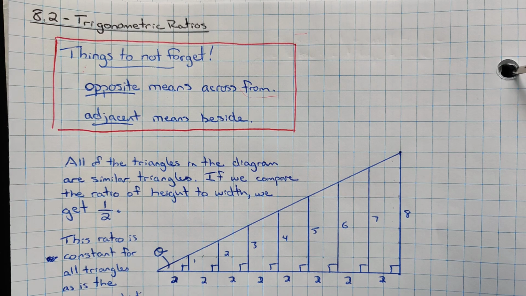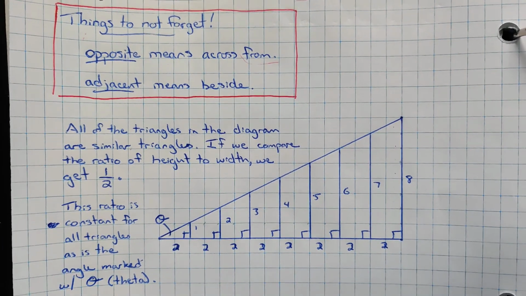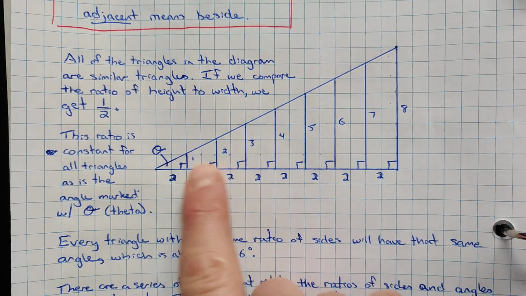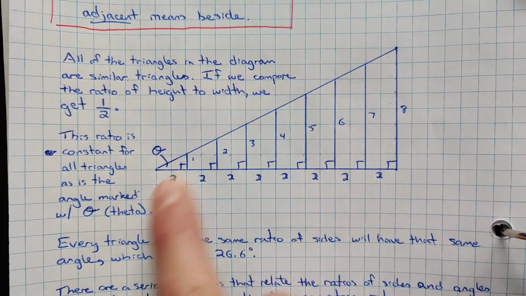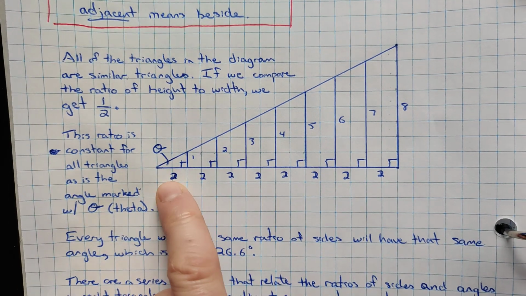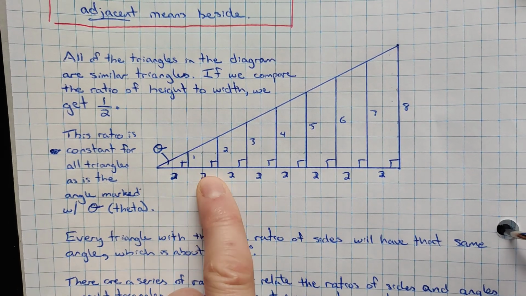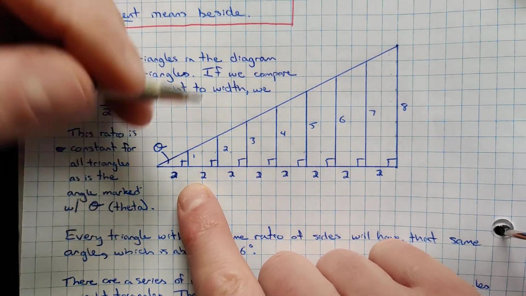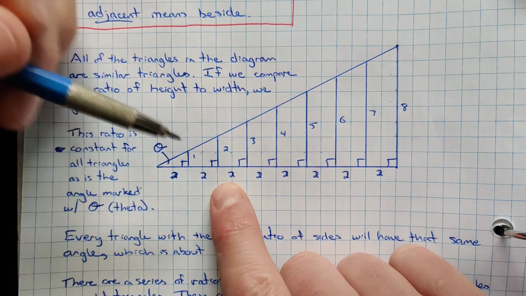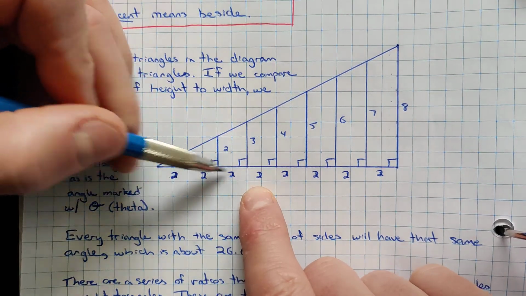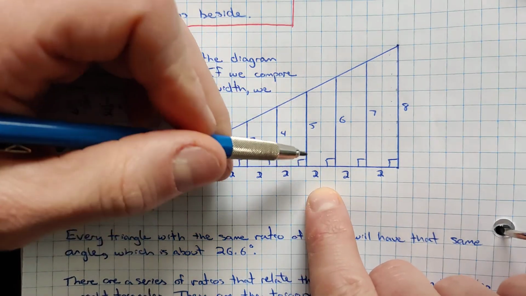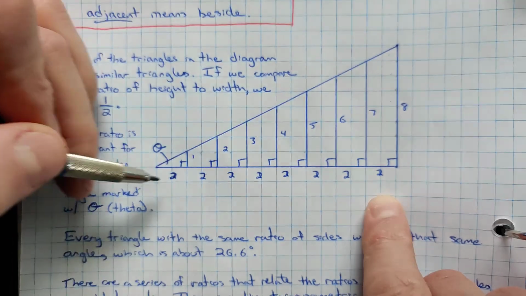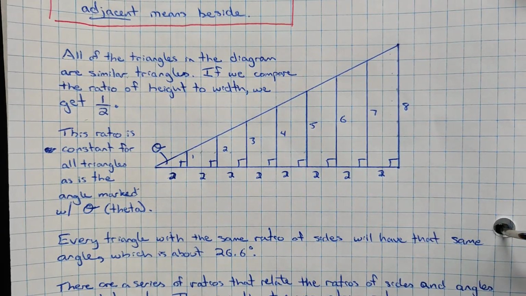So moving from that, a little relation to our similar triangles. Here's a diagram with a series of similar triangles. Each time we are just increasing the height by 1, and then the base adds an extra 2. So we have 1 by 2, 2 by 4, 3 by 6, 4 by 8, 5 by 10, 6 by 12, 7 by 14, 8 by 16. Okay, the different triangles there.